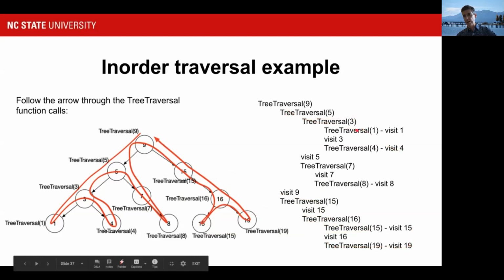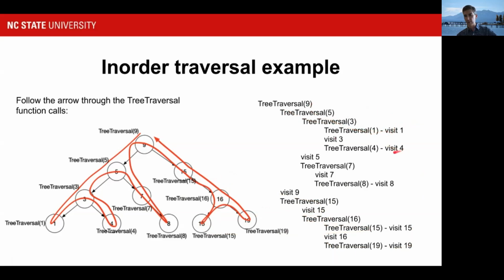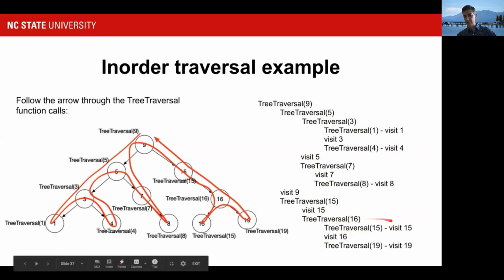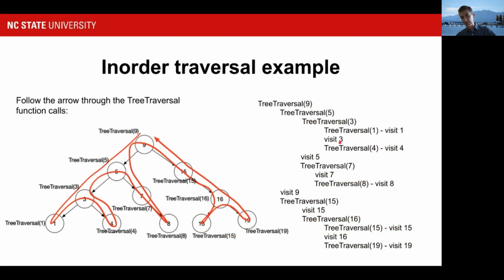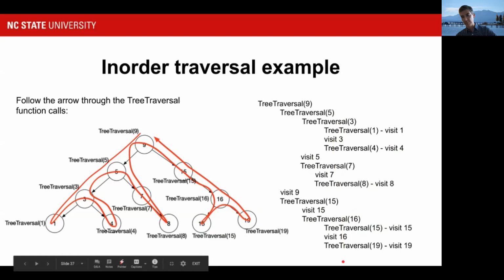So if you look at where we visit nodes: 1, 3, 4, 5, 7, 8, 9, 15, 15, 16, 19. Yeah, I forgot that I had a multi-set in here. 15 comes twice. So the order in which we actually visit the nodes is actually in BST order.